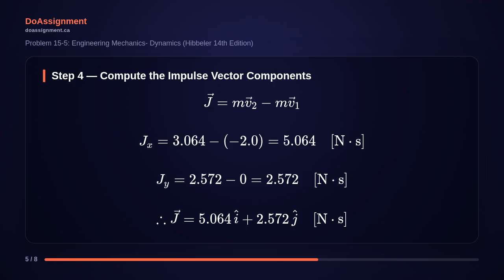Subtracting the initial momentum from the final momentum component by component, the x impulse is 3.064 minus negative 2.0, which equals 5.064 Newton seconds. The y impulse is 2.572 minus 0, which is 2.572 Newton seconds.